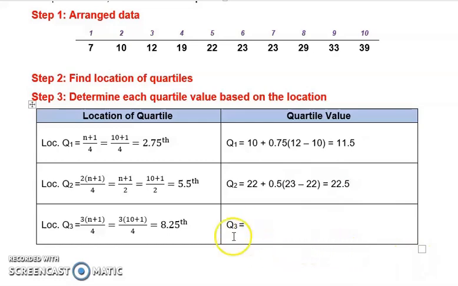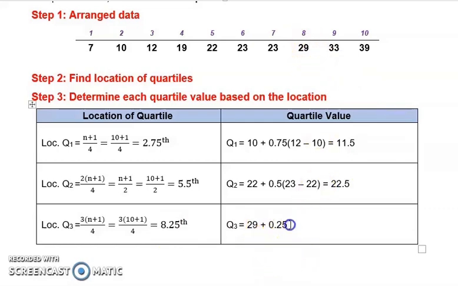Okay, how about Q3? Look at the location 8.25. So look at location 8, the number is 29, plus 0.25. Meaning to say that Q3 will be closer to the 8th location, not closer to the 9th location. If it were 0.75, then it would be closer to the 9th location. Since it is 0.25, Q3 will be closer to the 8th location.